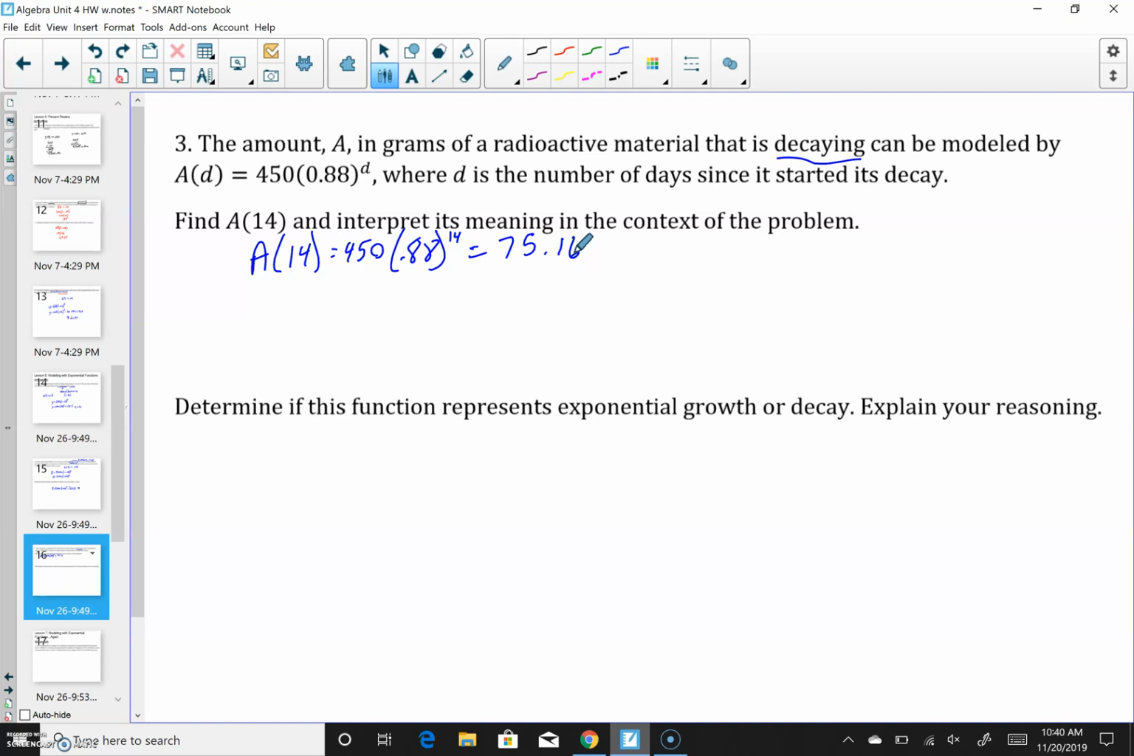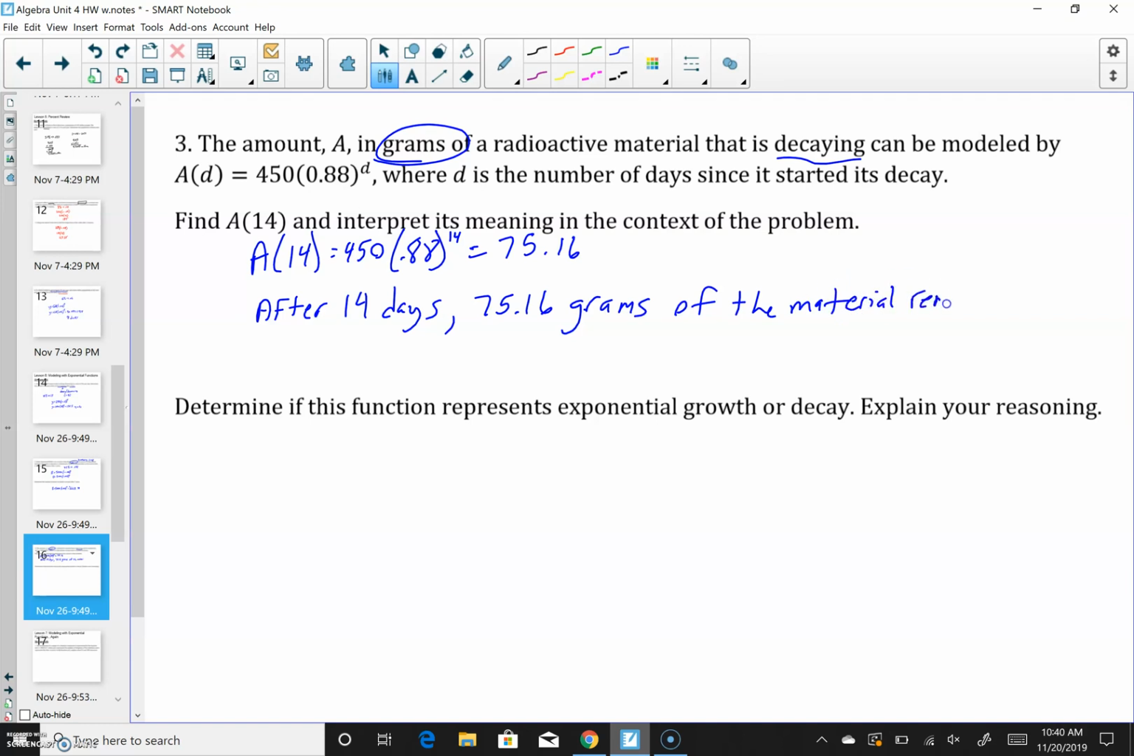so we'll go 75.16 for rounding purposes. Now it also says to interpret what that means in the context of the problem. Well, the 14 went in for the days. So after 14 days, the amount, that's the 75.16. So 75.16, and in this case, it's going to be in grams. So 75.16 grams of the material remain.